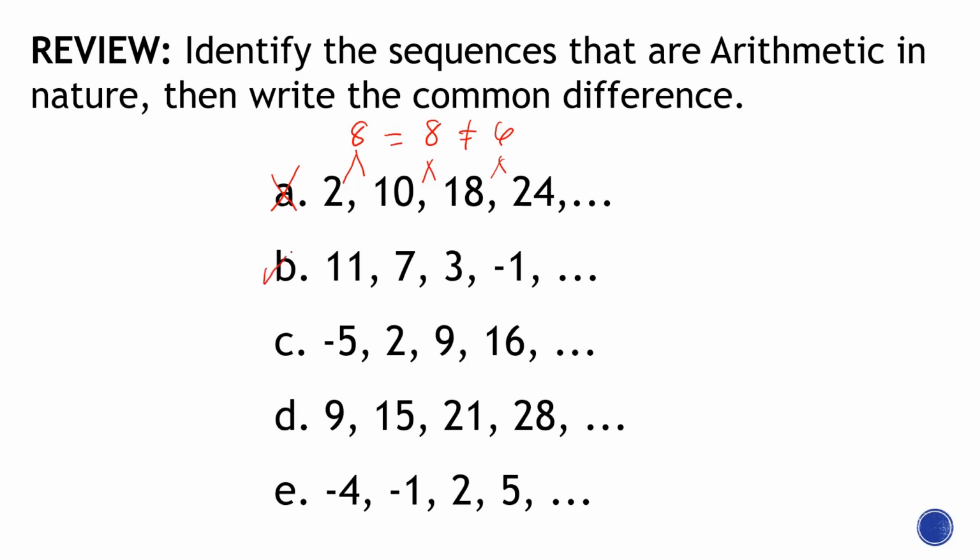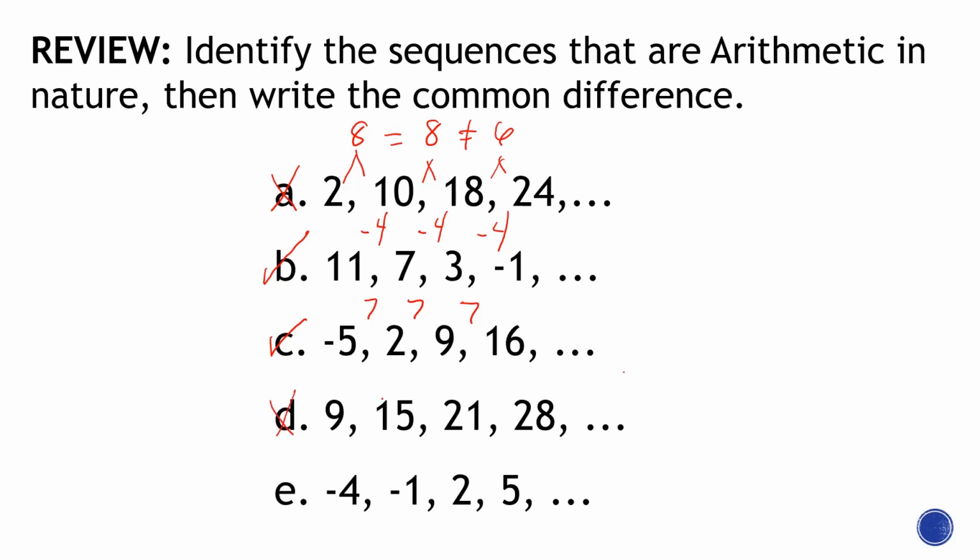That is right. This is an arithmetic sequence, and the common difference is -4. How about letter C? That is right. This is also an example of arithmetic sequence because the common difference is 7. How about letter D?